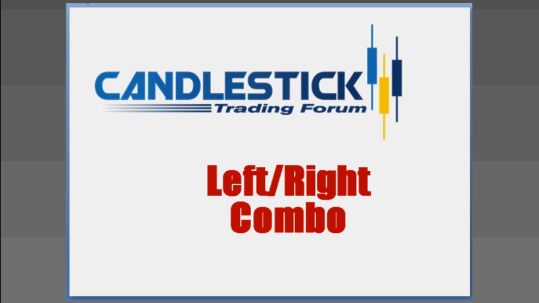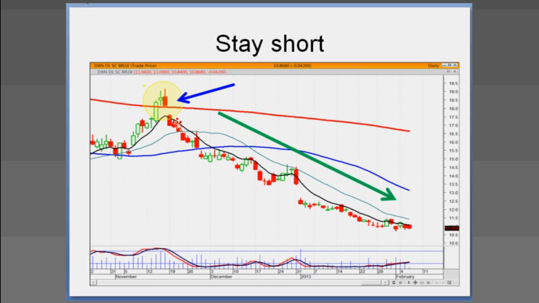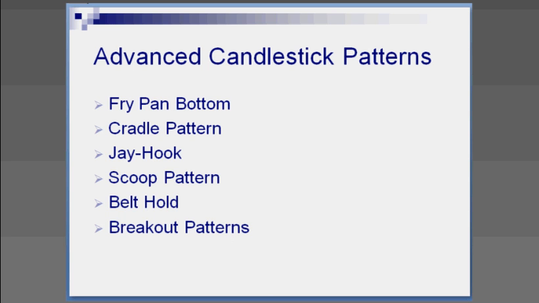Other signals like the left-right combo, whether it's long or short, is a doji followed by a bearish engulfing signal. Very simple. It's usually an indication that there's been a drastic change of investor sentiment. So taking the individual signals and applying them to a group of trading days gives us these patterns.